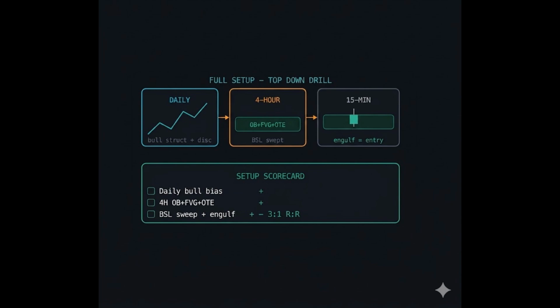15-minute chart, price enters the OB, a bullish engulfing candle forms and closes. Entry at the engulfing close, stop below the engulfing candle low. Target, the 4-hour swing high sitting as the next BSL. Result, a 3-to-1 risk-reward setup built entirely from top-down methodology.